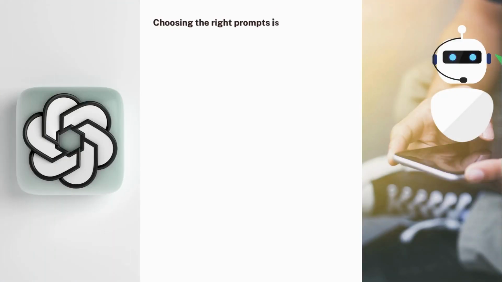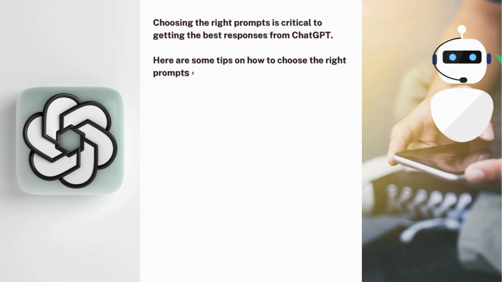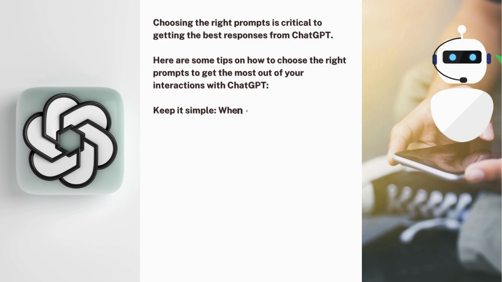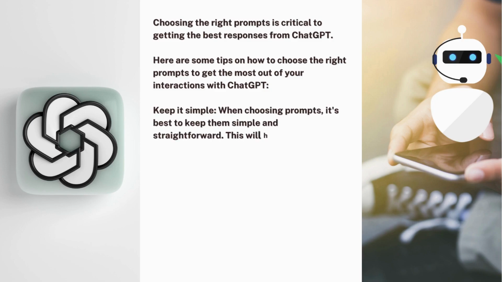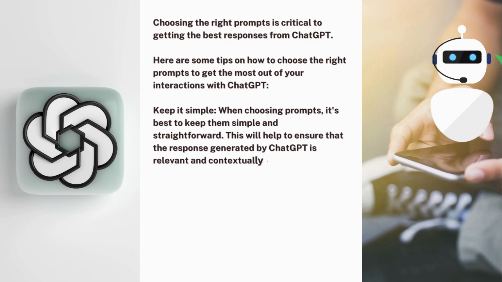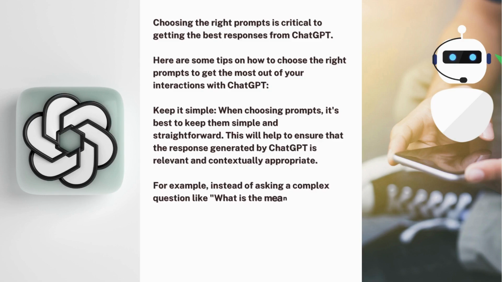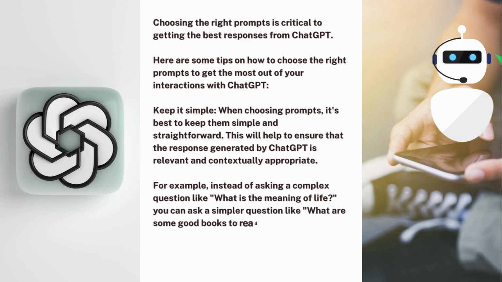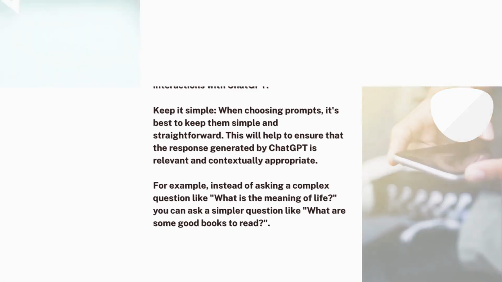Choosing the right prompts is critical to getting the best responses from ChatGPT. Here are some tips on how to choose the right prompts to get the most out of your interactions with ChatGPT. Keep it simple. When choosing prompts, it's best to keep them simple and straightforward. This will help to ensure that the response generated by ChatGPT is relevant and contextually appropriate. For example, instead of asking a complex question like, "What is the meaning of life?" you can ask a simpler question like, "What are some good books to read?"